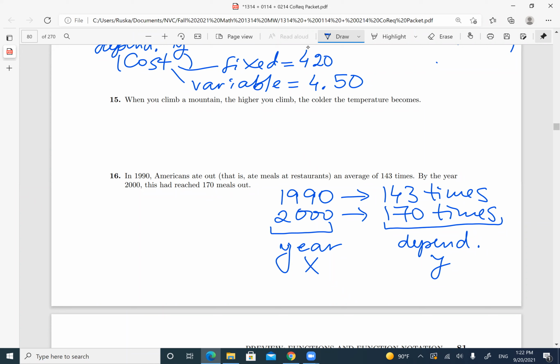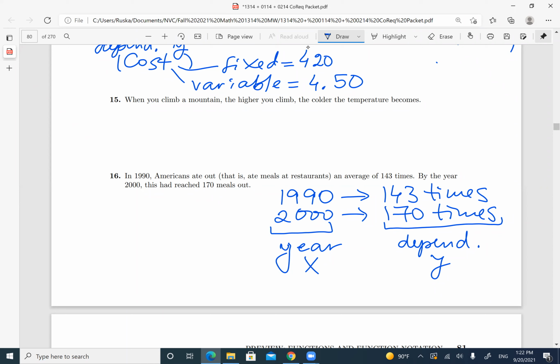So the answer would be to label the years, and the year is the X, which is the independent, and the times is the dependent Y, correct? Yes, that's correct. Now here they don't give you the rate, but you can calculate it. We don't know if it's linear though.